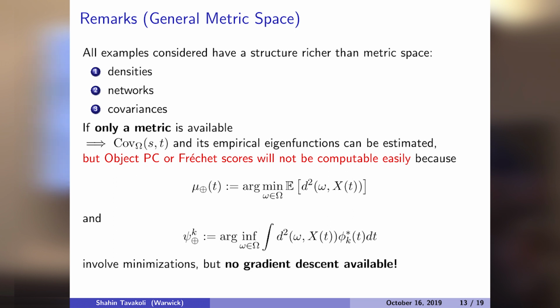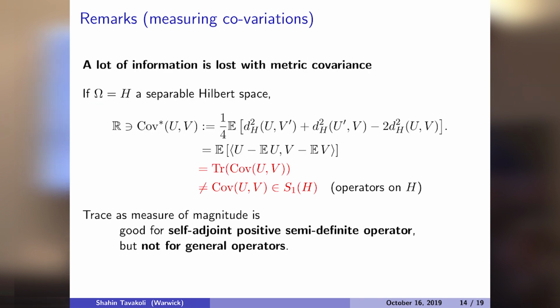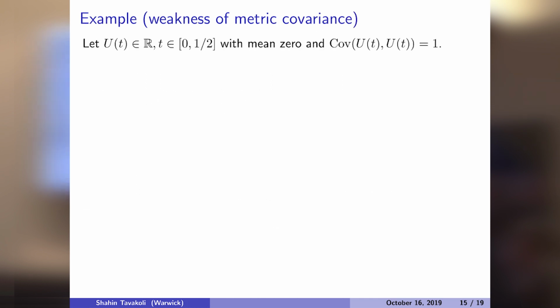And typically, as far as I know, for minimizations you need an algorithm, such as gradient descent or something. The other thing is, in metric covariance, you're losing a lot of information. The metric covariance between U and V, if you're in a separable Hilbert space, is the trace of the covariance between U and V. And that's not a good measure of the magnitude of the covariance, unless the covariance is symmetric and positive semi-definite. So here is an example. I take a process u of t that is real valued for t between 0 and 1/2.